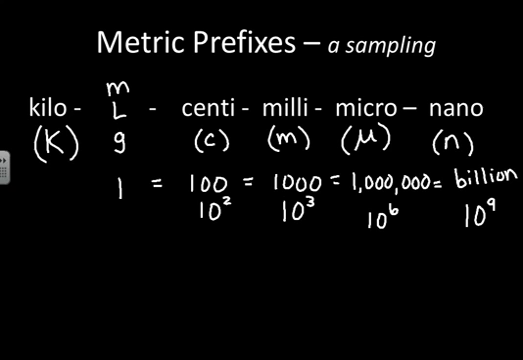Now going in the other direction, 1 kilo of something is equivalent to 1,000 of the base units. We'll be using those as we do our conversions.